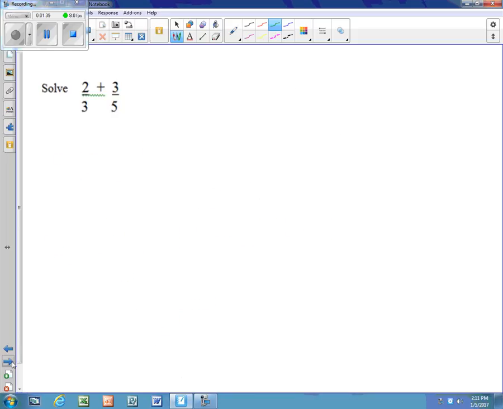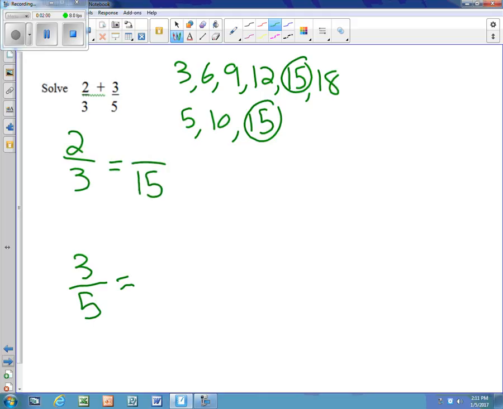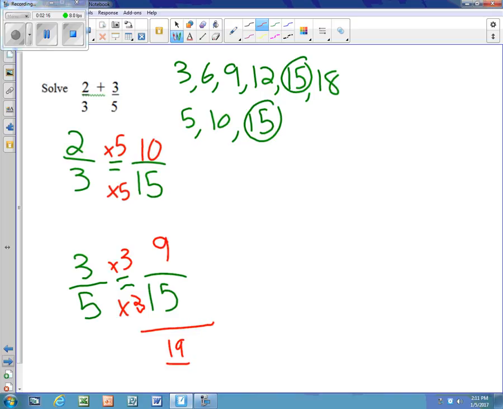Next question, we have 2/3 and 3/5, so we set it up the same way. And when I look through these two and I find a common denominator, I see that I have 15 as my common denominator. So I go back to here and I see that I multiplied by 5. So I multiply by 5. And then down here I multiply by 3. So I multiply by 3. When I add them together, I get 19/15.